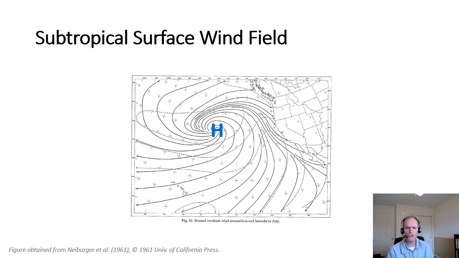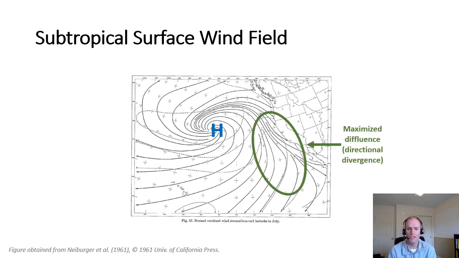So there's two key elements that I want to highlight in that particular region. That area is where we see the maximized directional divergence or diffluence. We have low-level winds that are spreading apart from each other, or diffusing diffluently, near the west coast of North America. But we also have this large-scale clockwise rotation associated with a subtropical anticyclone.